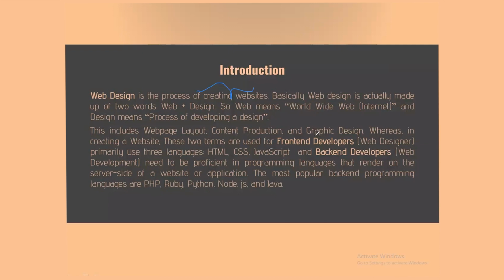So web designing is of two types, majorly: front end developers and back end developers. We will be dealing with front end technologies: HTML, CSS, JavaScript, and still many more, like jQuery. Here, these are the backend languages: PHP, Ruby, Python, Node.js, and Java.